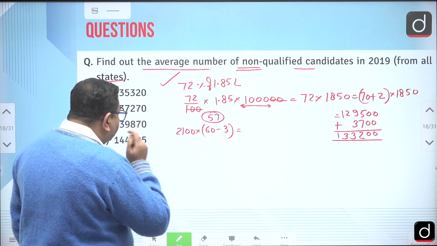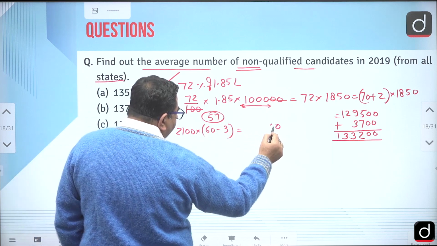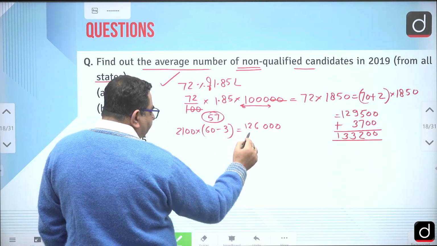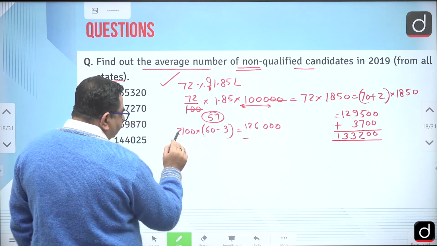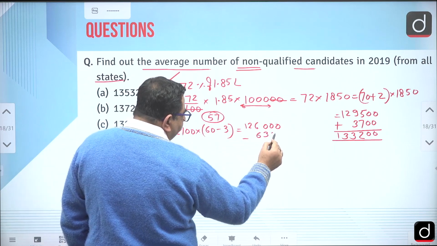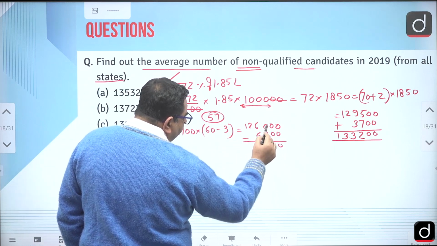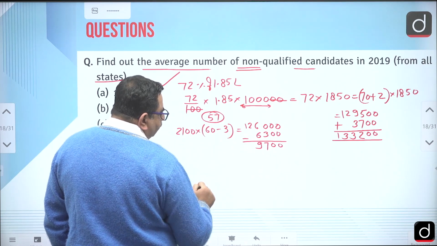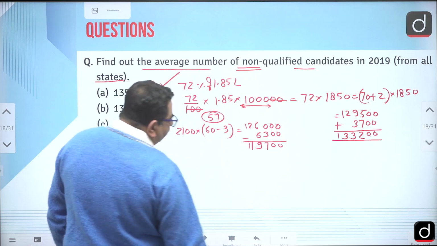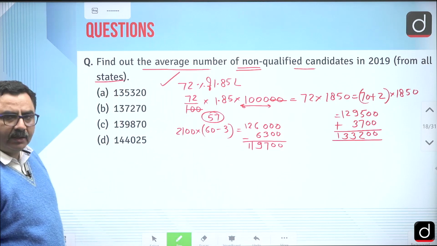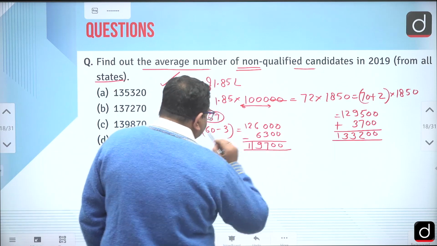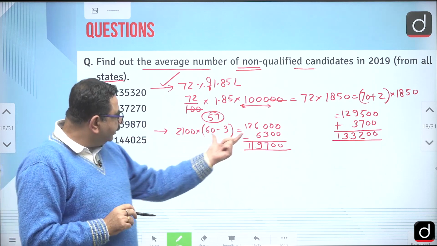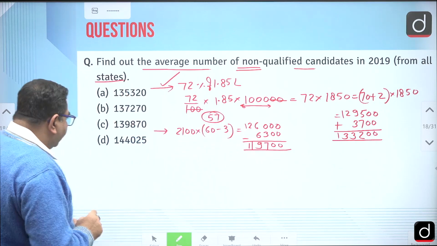So this is 6 times of this, 6 into 2 is 12, minus 3 times of this, so this is 6300. It's very easy to calculate. Then 10 minus 3 is 7, then 15 minus 6 is 9, and this is 1. So this is 119, the second value. First I calculated here, second is here. So now you can see we can make the calculation part easy too.